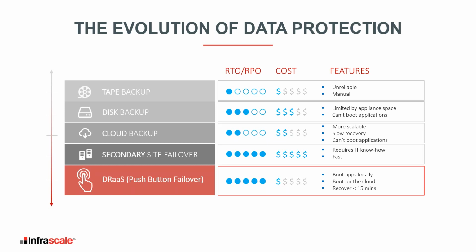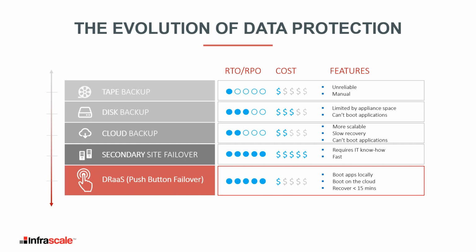But before we talk about that, let's zoom out a little bit and think about data protection holistically. In the 70s, tape backup emerged as the leading data protection technology, and there's still a lot of it around 40 years later. Then it was disk, then cloud, then secondary site failover. Throughout the presentation, we're going to talk about RTO and RPO, right? RTO means recovery time objective, or the time it takes to get back up and running, and RPO means recovery point objective, or the data loss window that we might incur.